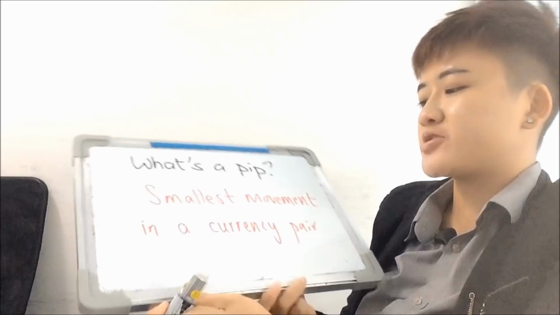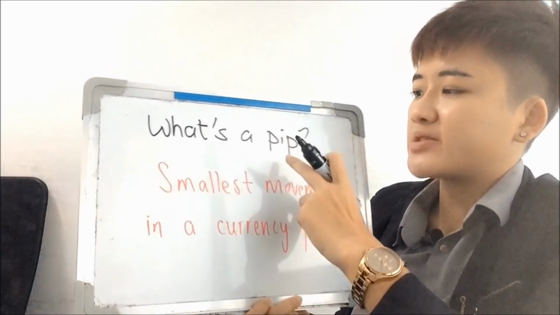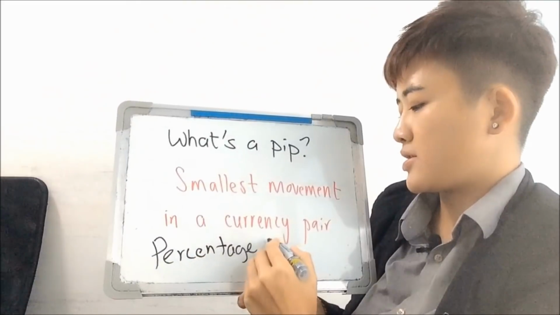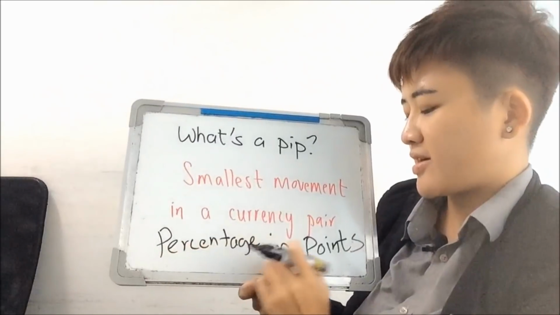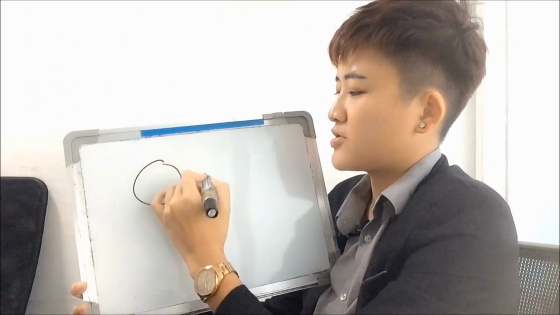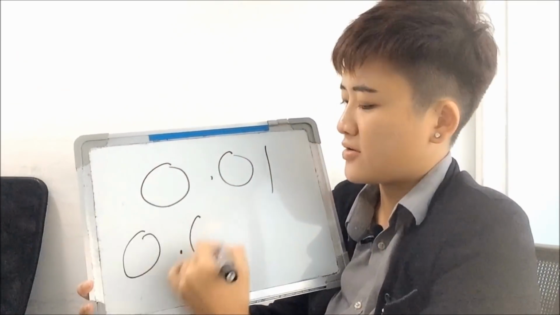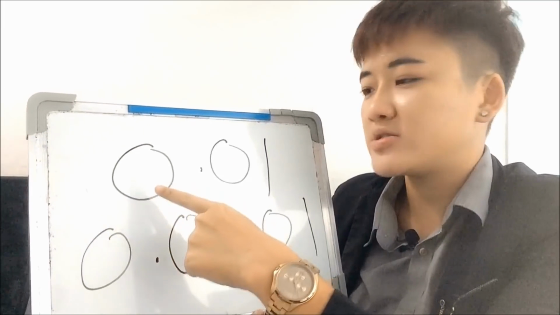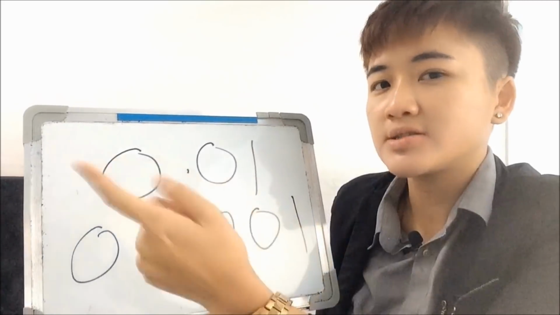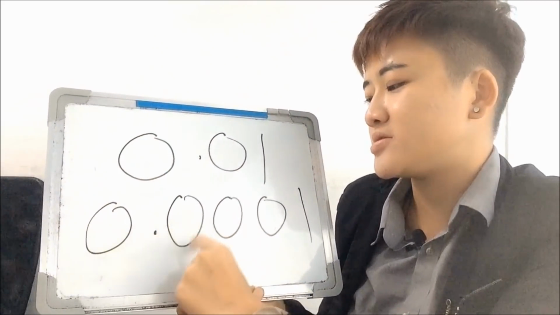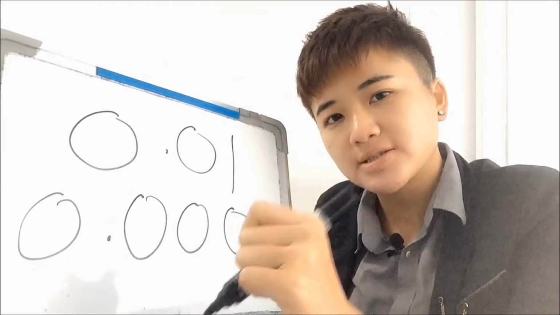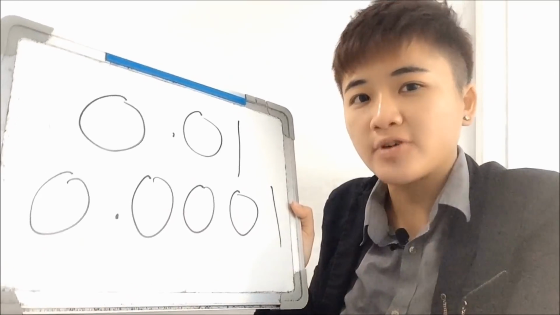So what is a pip? It is the smallest movement in a currency pair. Pip is actually a short form because it stands for percentage in points. PIP, pip. Normally exchange rates are quoted in either 2 decimal places or 4 decimal places. Meaning that 1 pip is 0.01 of the price, or 1 pip is equal to 0.0001 of the price. So which are currency pairs that are quoted at 2 decimal places and which are currency pairs that are quoted at 4 decimal places?